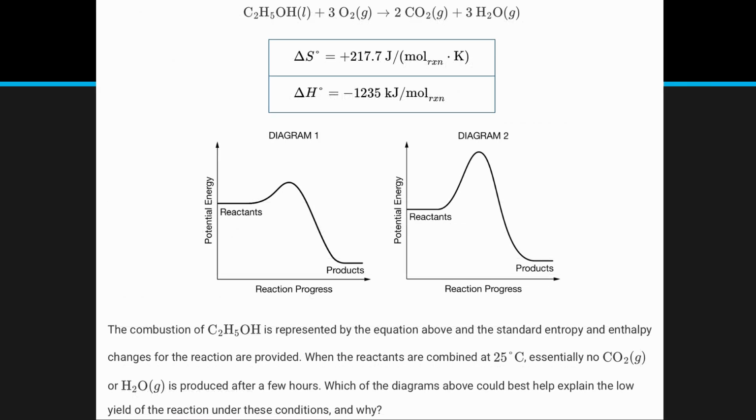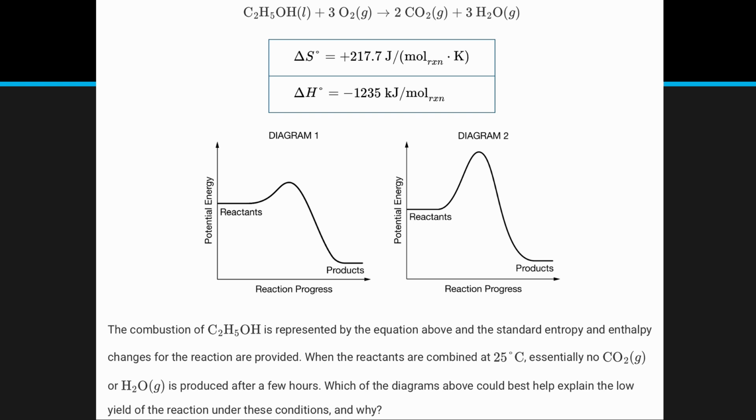All right, this next practice question says the combustion of ethanol is represented by the equation above, and the standard entropy and enthalpy changes for the reaction are provided. When the reactants are combined at 25 degrees Celsius, essentially no carbon dioxide or water is produced after a few hours. Which of the following above can best explain the low yield of the reaction under these conditions?